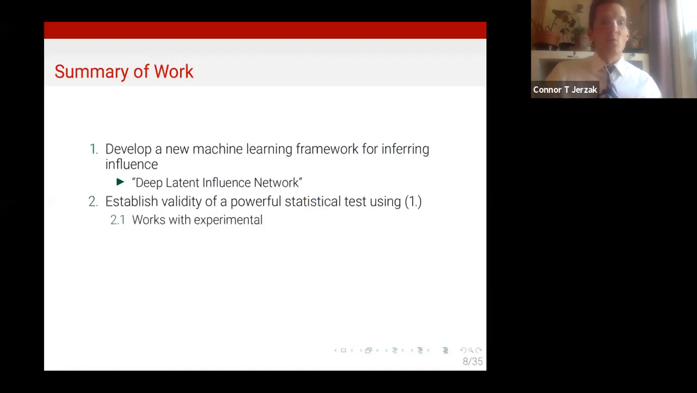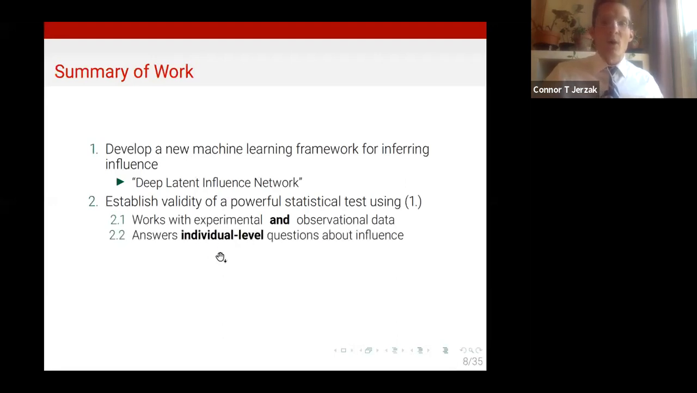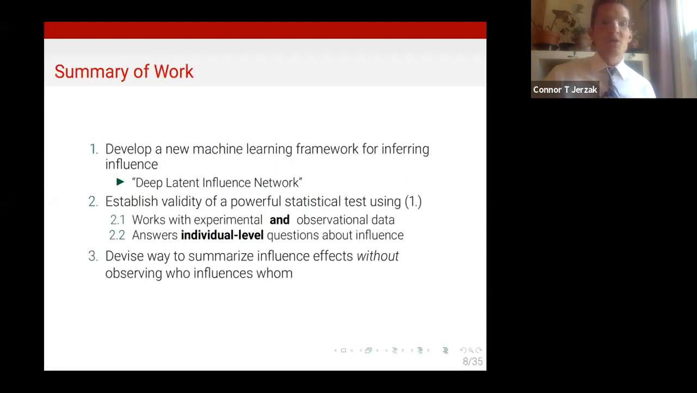And this will work in experimental data, and also in extensions will have applicability as well in the observational context. Moreover, we'll be able to answer individual level questions about influence using this framework. So questions about whether a single person is influenced by some group. And finally, we'll devise a way to summarize influence effects without directly observing who influences whom. So this is a summary of the contributions here.